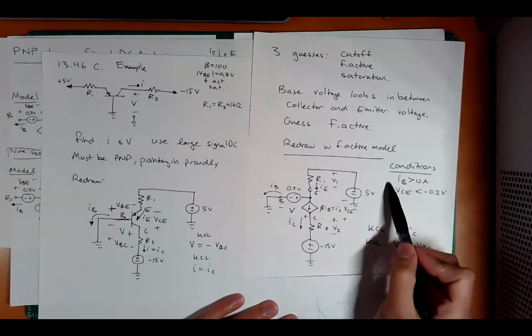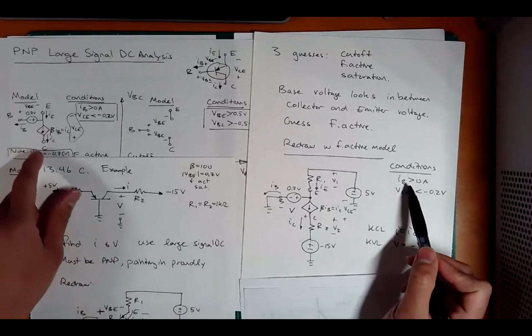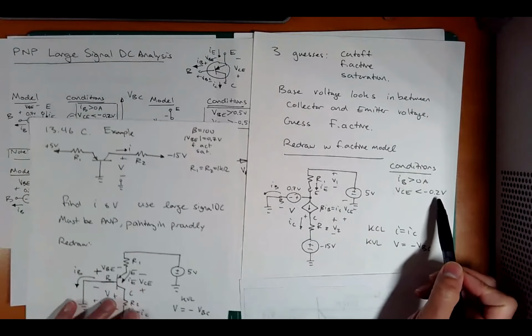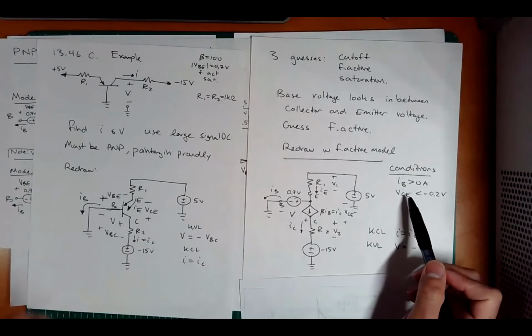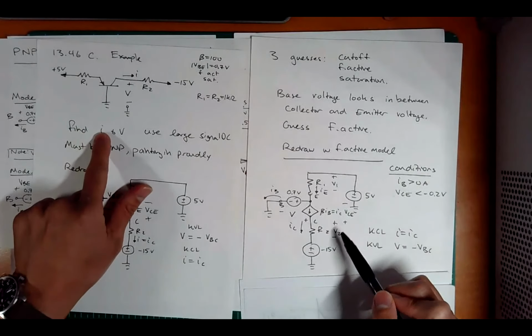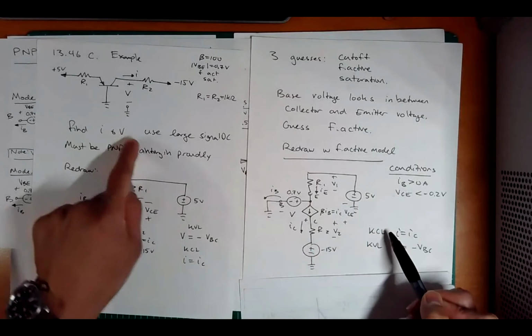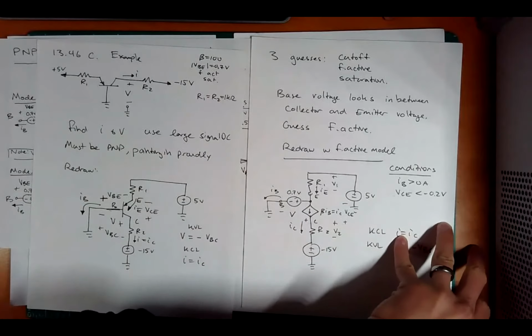Okay, now the conditions I need to check is this: IB is greater than 0 and VCE is less than -0.2 volts. Okay, so I still have to check these. And what am I solving for? In this question, I'm being asked what's I, and I in this case, right? This current going down is the same as IC, and what's V? It's this voltage here. Okay, so let's not lose sight of the big picture.